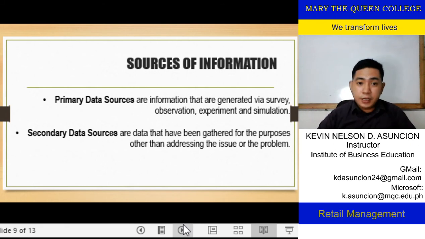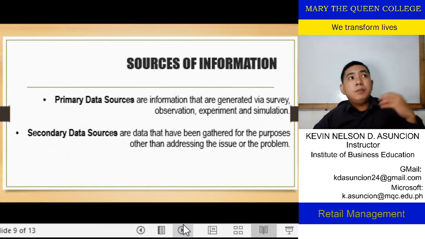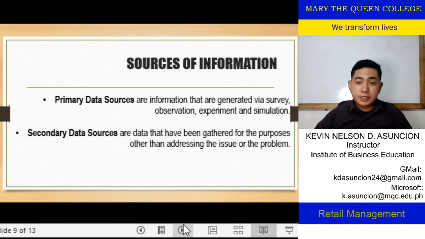And your secondary data sources are the data that have been gathered for purposes other than addressing the issue or the problem. So it might have been used in other researches, and you are using that for a particular purpose. Ibig sabihin, hindi yun para sa study mo, pero nakaka-apekto siya sa study mo. So, this might be your related literatures, or other posted and published articles and studies that might affect your strategies.